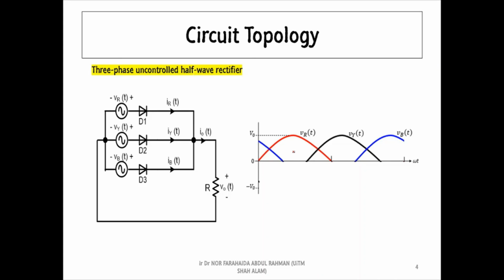Based on the number of the positive half cycles, we need 3 diodes to conduct the line currents. Based on this circuit diagram, we use diode D1 to conduct the red line current, diode D2 to conduct the yellow line current, and diode D3 to conduct the blue line current. Other than that, we can see all these diodes are connected to Y-connected voltage sources.